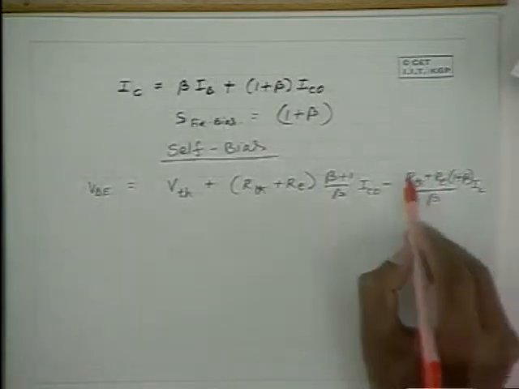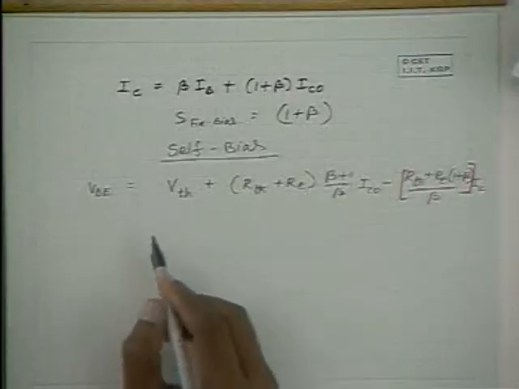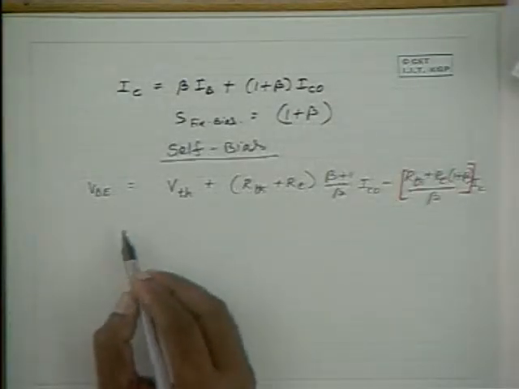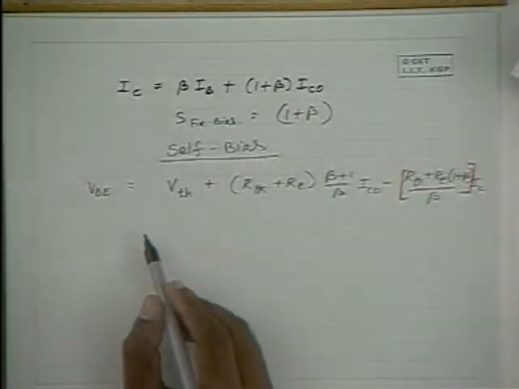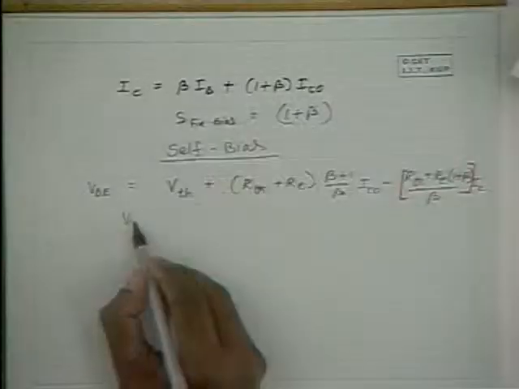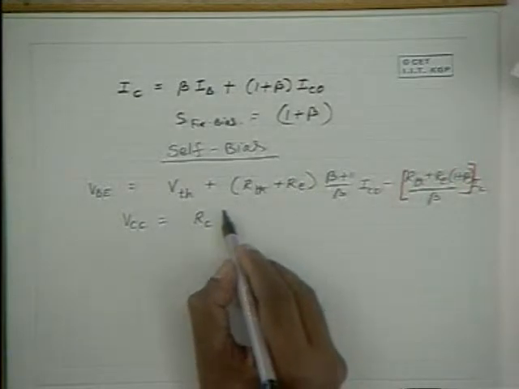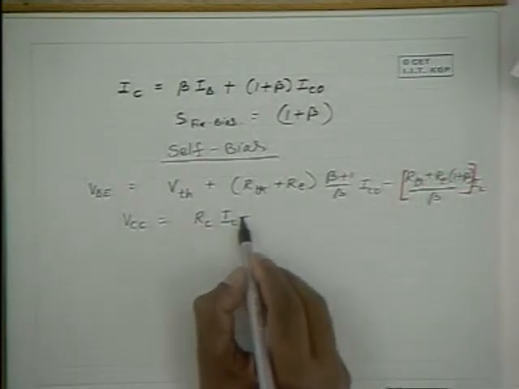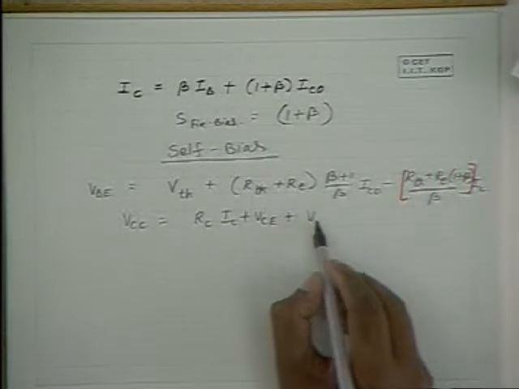Now, because of the usage of the accurate expression, we have this term coming into the picture. Similarly, the output side equation can be written like this, where we can use the term IC naught. The IC naught flows through RC also. Therefore, VCC is equal to RC into (IC plus IC naught), plus VCE, plus the voltage drop across RE.